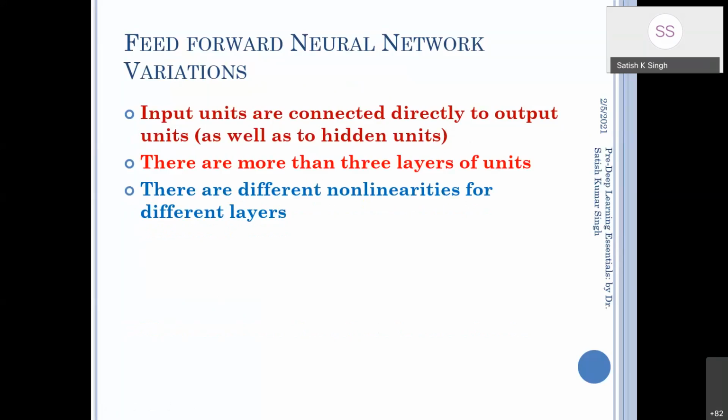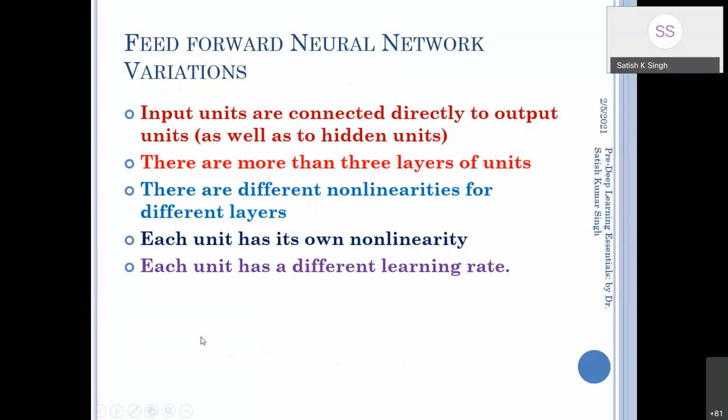Say there are 2 or 3 hidden layers, so from input to hidden 1 to hidden 2 to output. Normally we can have the same kind of nonlinearity employed on each and every unit, or each and every unit may have a different nonlinearity. It is not necessary that each unit of the same layer should have the same nonlinearity. It may have different nonlinearity. All different nonlinearities can be used.